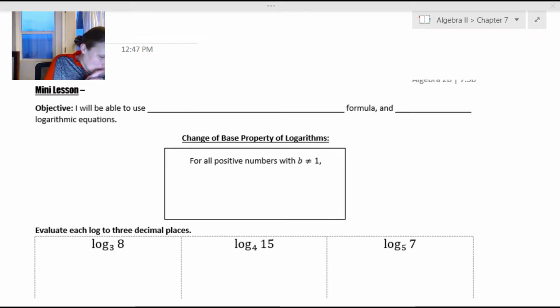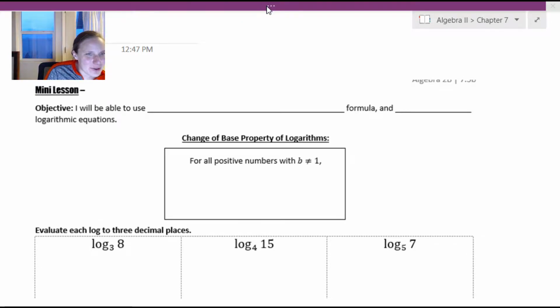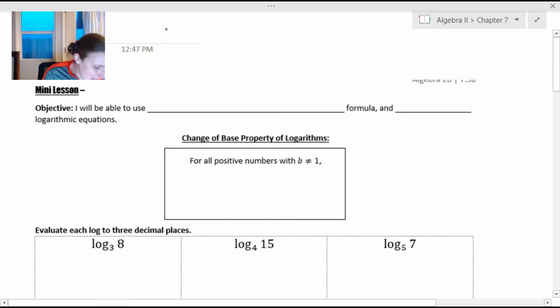What? So, today we're going to continue with logarithms. Who knew? So today we are going to be able to use the change of base formula.